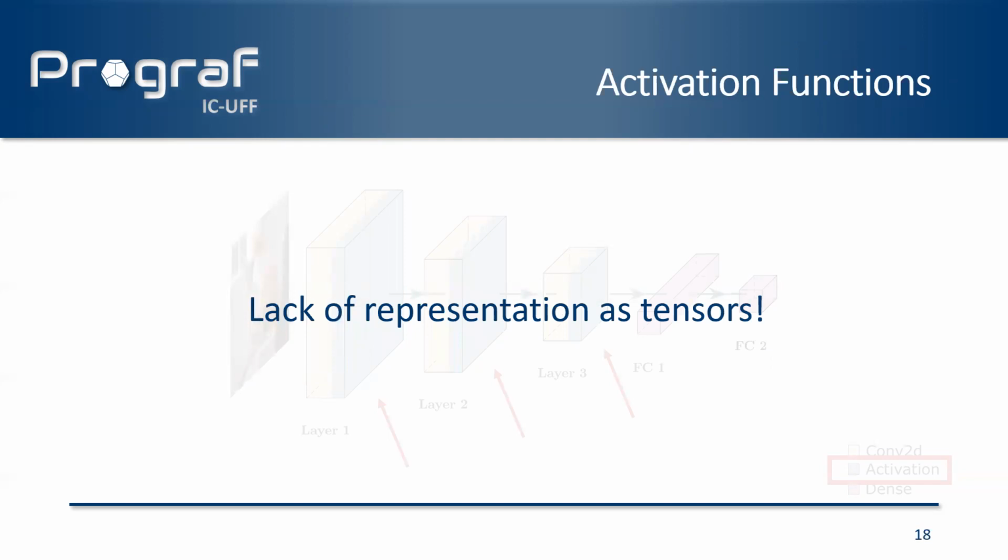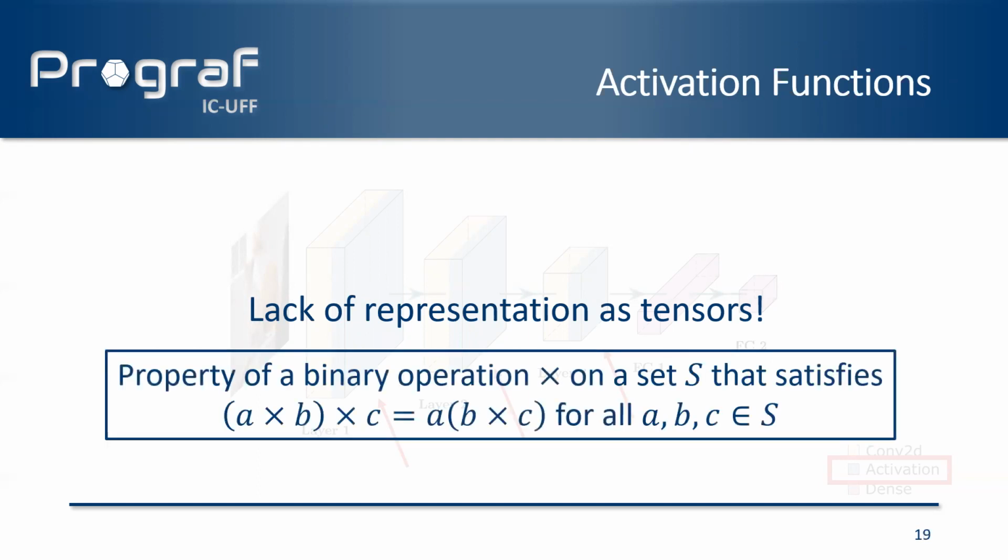And here is our problem. Since they are not representable as tensors, we can't use the associative property of these layers. In this context, associativity refers to the property of a binary operation on a set that satisfies this equality.